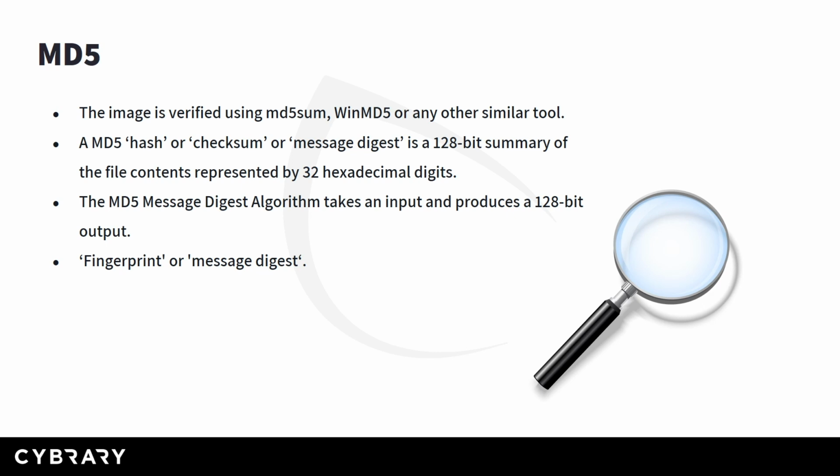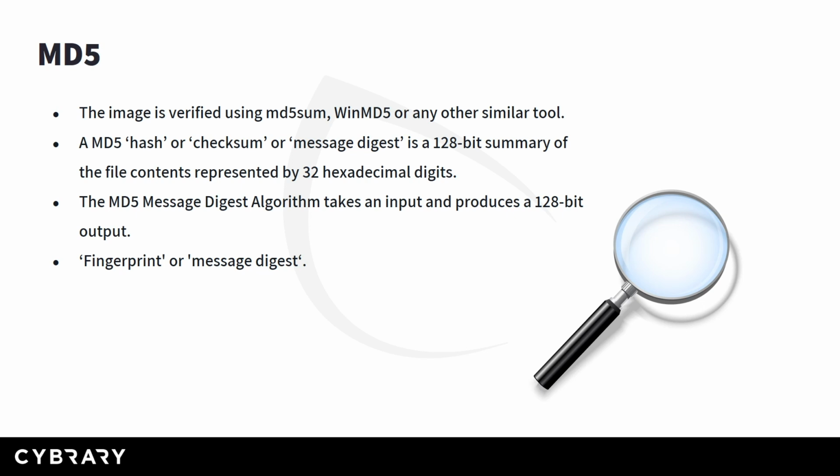An MD5 hash, or checksum, or message digest, is a 128-bit summary of the file contents represented by 32 hexadecimal digits. Files with different MD5 sums are different. Only very exceptionally, and usually with the intent to deceive, are those with the same sums different. On Windows, all files are read in binary mode, as the MD5 sum utilities there do.